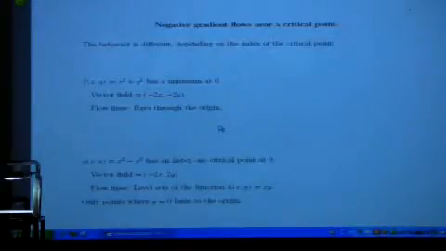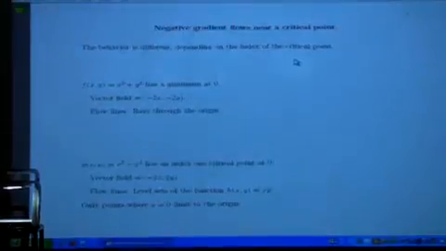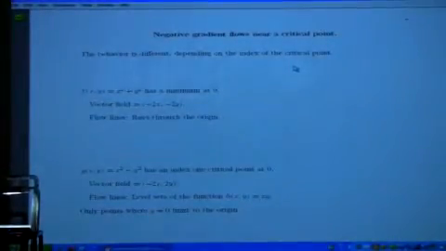So now suppose instead that you had an index 1 critical point. Here, look at the function x squared minus y squared. The Hessian here is a 2 and then a minus 2, so there's one positive and one negative eigenvalue. This is a saddle point. And now the vector field, minus the gradient vector field, is minus 2x, 2y.